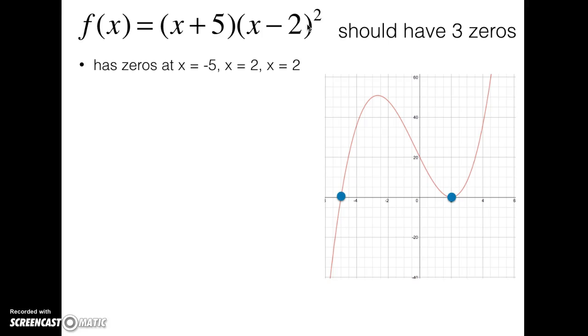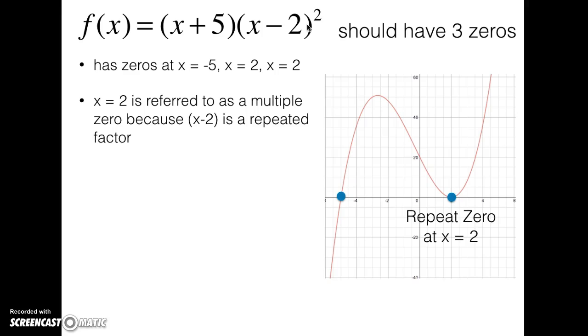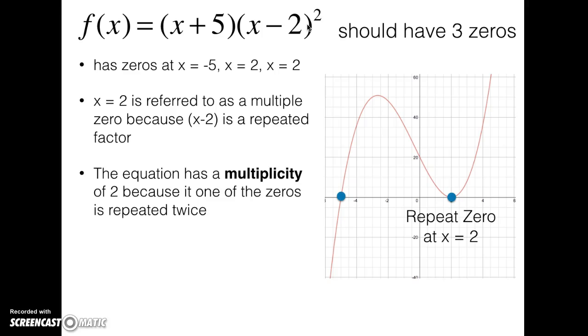The reason behind this is that it does actually have 3 zeros. It has x equals negative 5 from the first term, and then x equals 2 and x equals 2. Since it's (x minus 2) squared, there's a repeat zero at x equals 2. X equals 2 is referred to as a multiple zero because x minus 2 is a repeating factor. The equation has a multiplicity of 2 because one of the zeros is repeated twice.